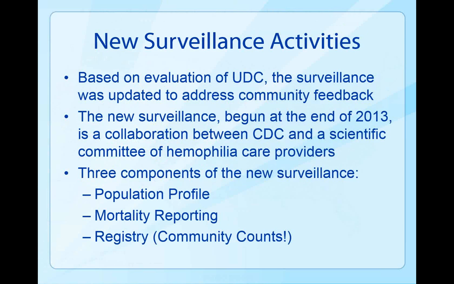So I wanted to briefly mention a new surveillance activity that's based on evaluation of the UDC. We need to evaluate our surveillance systems on a periodic basis. And based on feedback we received from the community, a new surveillance project was begun at the end of 2013, which is a collaboration between CDC and the hemophilia care providers. And there are 3 components: a population profile, which is a counting of all the patients receiving care in the treatment center, mortality reporting, and a registry, much like the UDC, which is now called Community Counts.